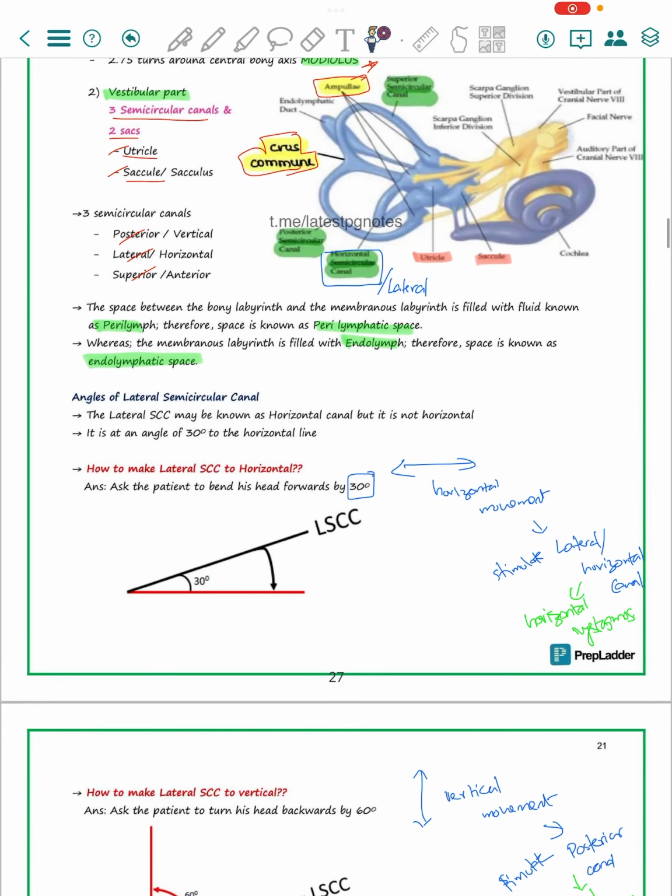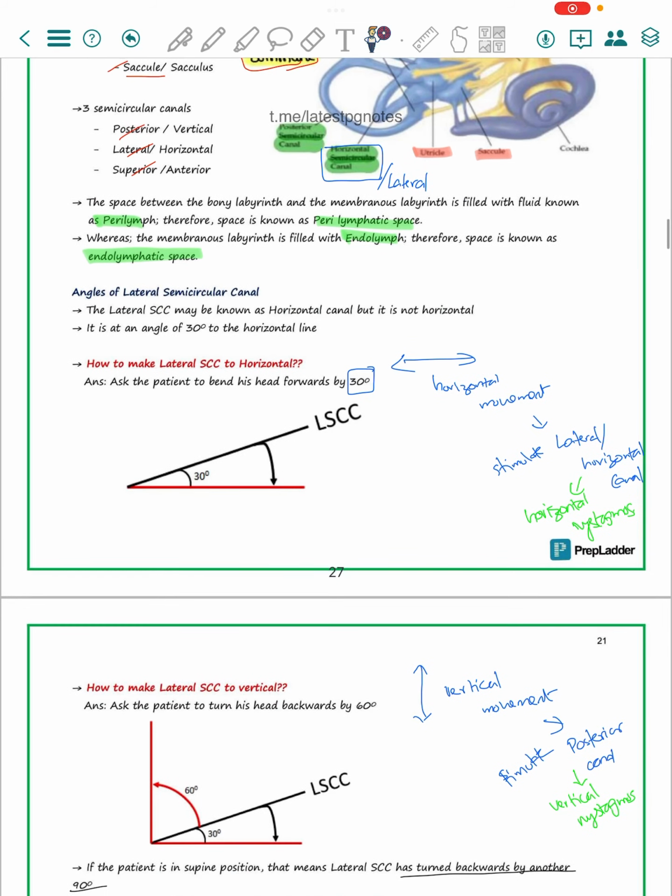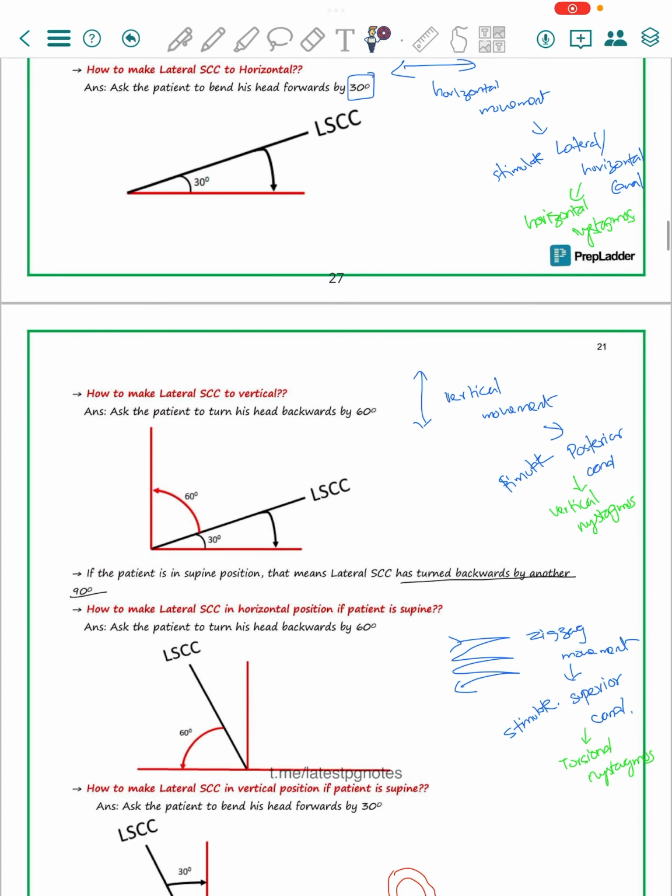Usually this horizontal lateral is not exactly horizontal. So if you want to make this horizontal, you have to bend your head by an angle of 30 degrees. When you shake your head like this, horizontal movement, it stimulates the horizontal semicircular canal. When it is overstimulated, it may cause horizontal nystagmus.